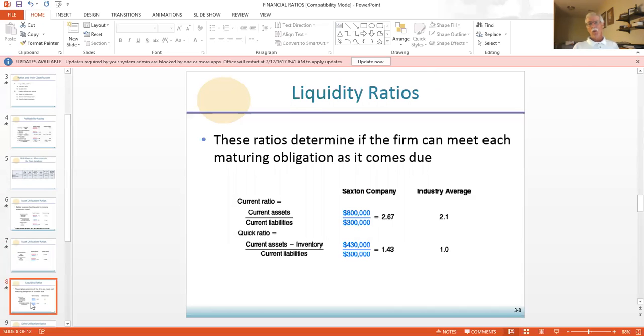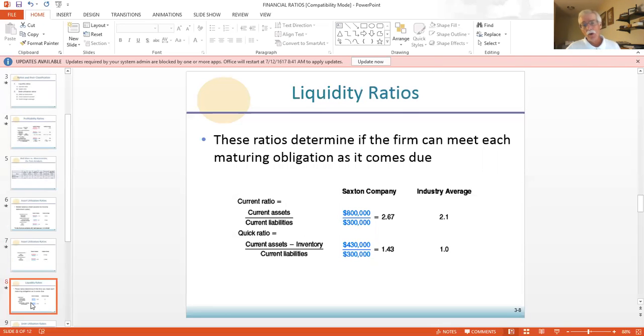Liquidity ratios measure how well we're positioned to pay our obligations. We like to look at the current ratio. Current assets are all those assets ready and available to meet your obligations in the upcoming year. Current liabilities are all those obligations that are due in the next operating cycle or the next year. By factoring current assets divided by current liabilities, we have for Saxton Company a level of 2.67 times. That's a reasonably good performance for Saxton Company. They have $2.67 available for every $1 of liability that they have, both of them being current.